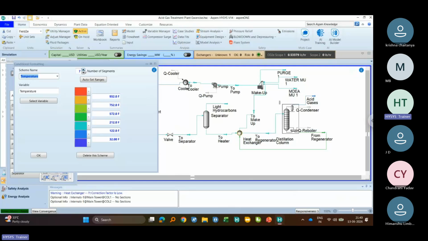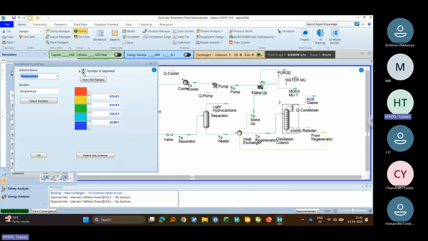If you click on this auto set data ranges, it will take the data from your flow sheet, like the different temperature values that are there in the flow sheet, and based on that it will automatically set the data range values. But for our particular case, I want only 5 segments, so I will just keep the 5 segments.